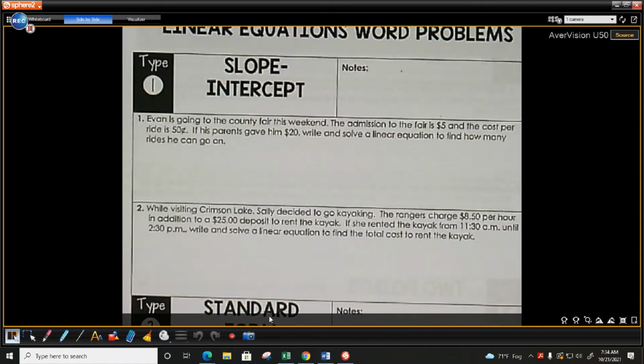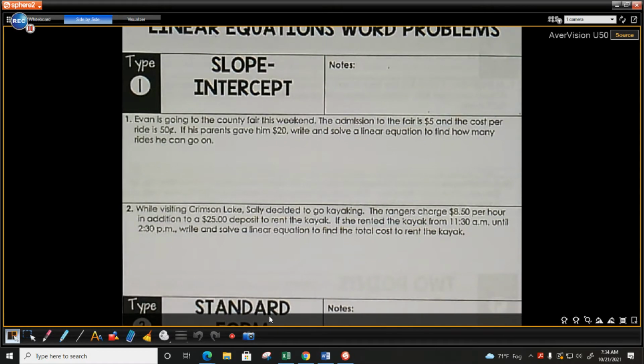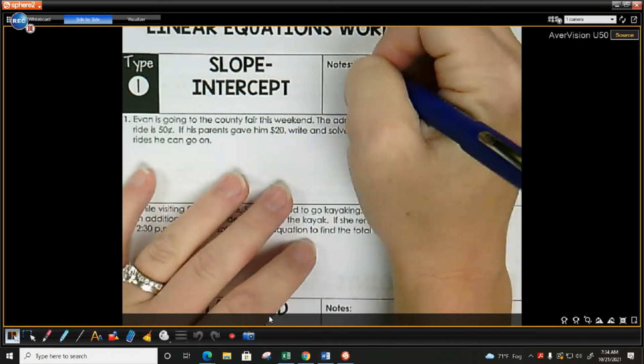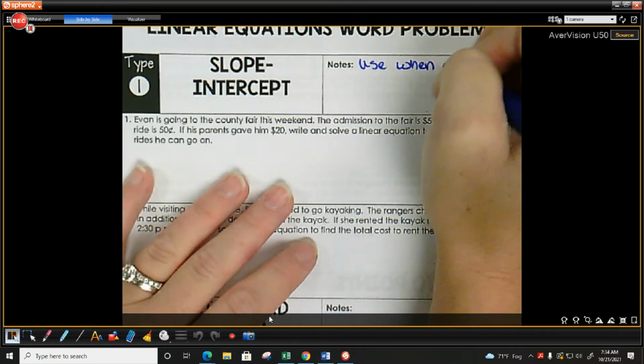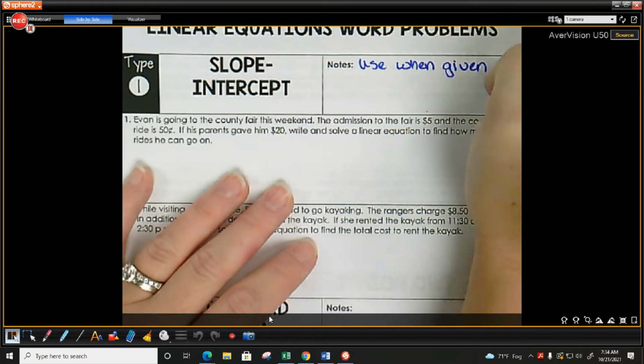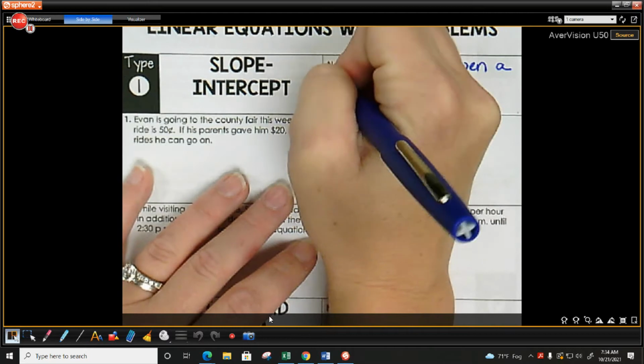Okay, so we are on page 12. We are going to first start by writing our equations in slope-intercept form. How do you know you can write your equation from a word problem in slope-intercept form? You're going to use this when given a rate of change.